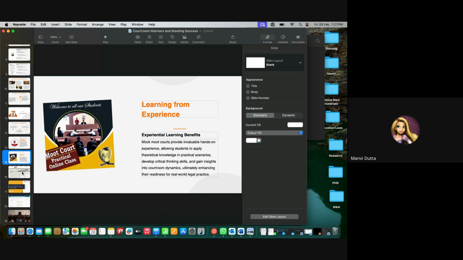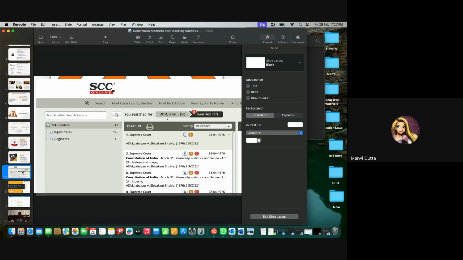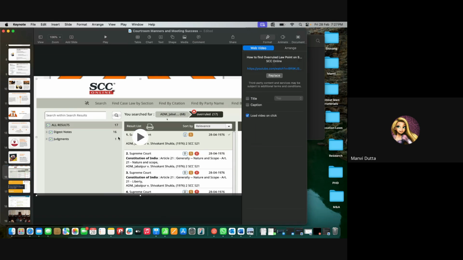Now, yesterday, some of you asked me about how you will detect the overlapping overruled cases on legal databases. So this is how you can detect from SCC Online. Wait a second.